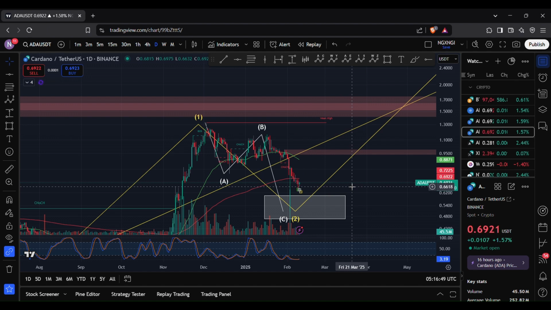That is just a quick update on the price of Cardano ADA in the short term and long term.